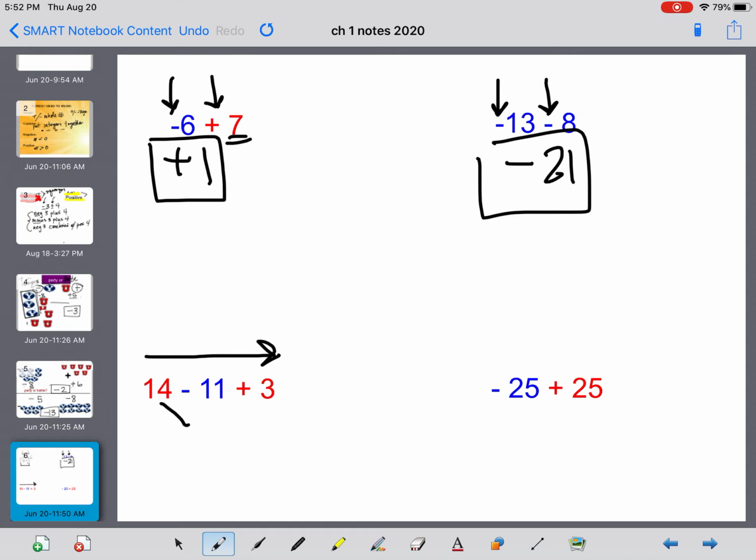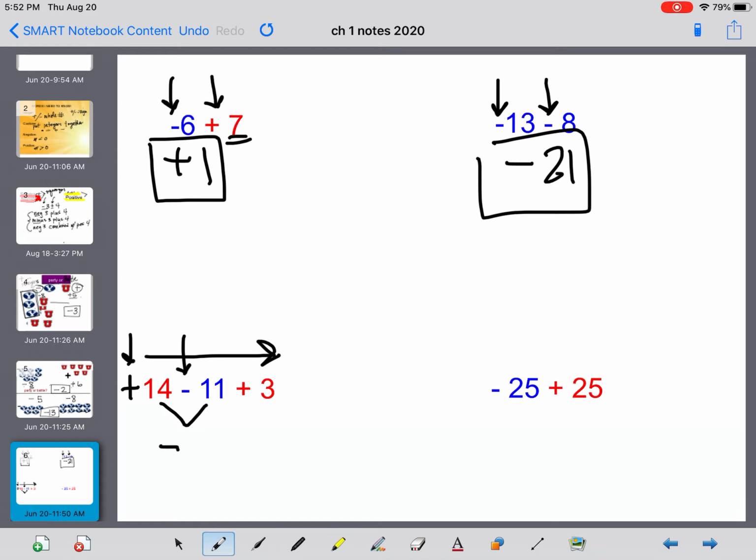And I'm going to combine first the 14 and the negative 11. Is the 14 a positive or a negative? Well, it's a positive number because anytime there's not a sign written in front of a number, it is automatically positive. Okay, so you can write your positive in there if that helps you to see that these are two different teams here, right? So this is going to be a battle.